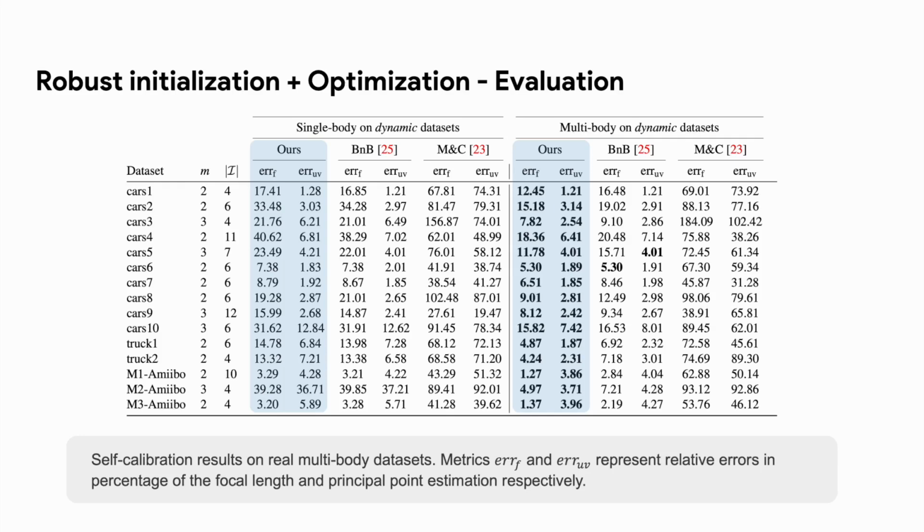An interesting point of comparison is that the vanilla Mendonça and Cipolla function produces worse results on multi-body due to the fact that the multiple motions extracted from the datasets are actually noisy and need to be handled with care when integrated in a self-calibration pipeline.